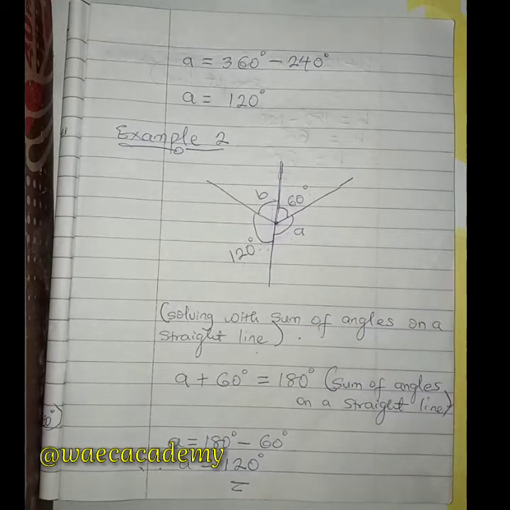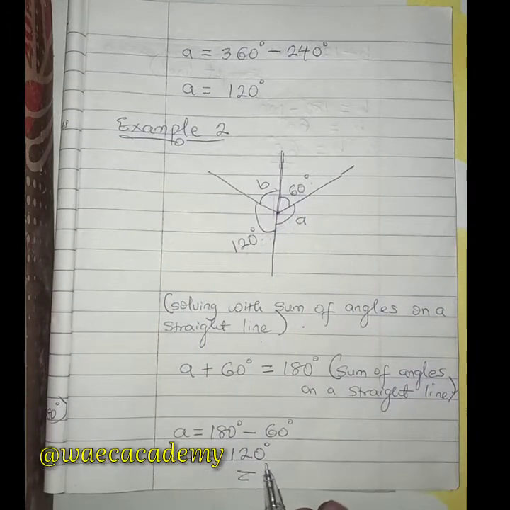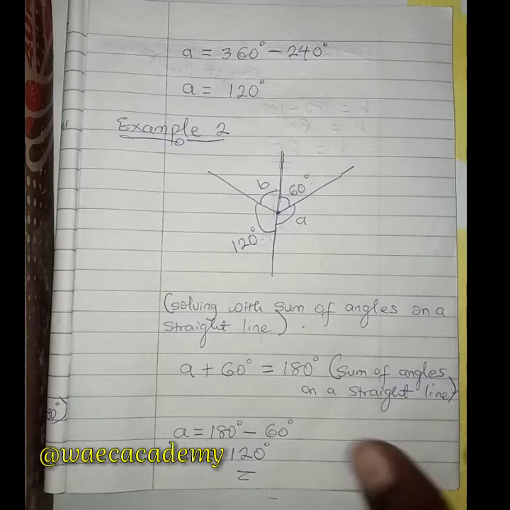That's what you are going to do. So let's say we have already gotten A to be equal to 120 degrees. Let's try to get B with sum of angles at a point. Let's see if we can do that and get the same answer that we got here for B. Okay, so let me write it over here.